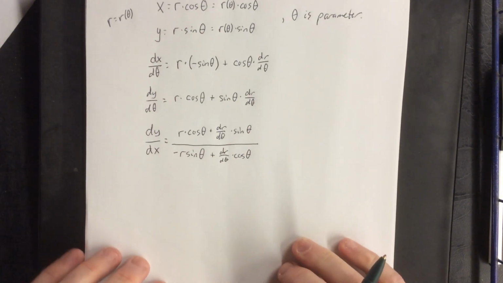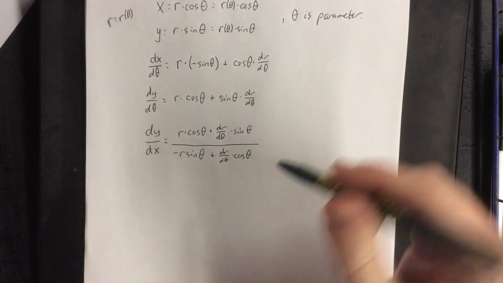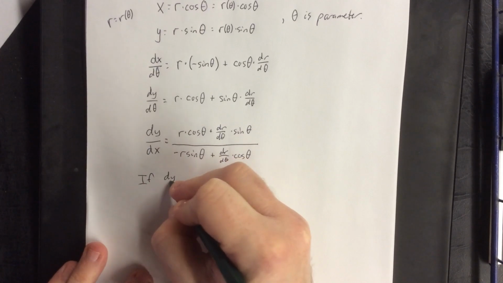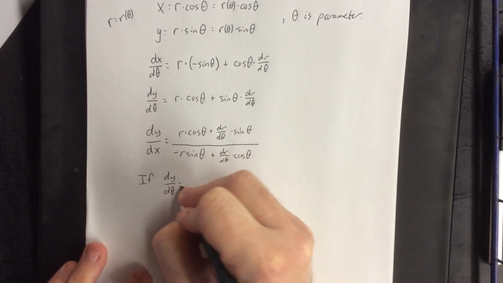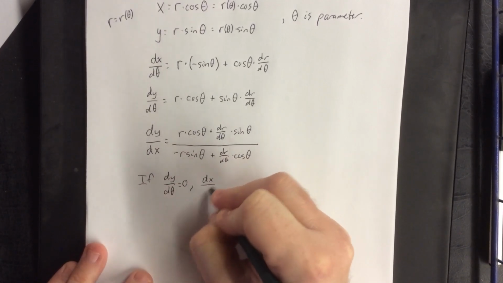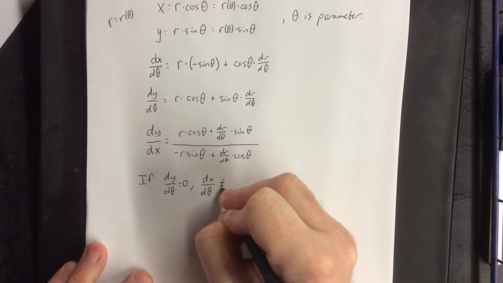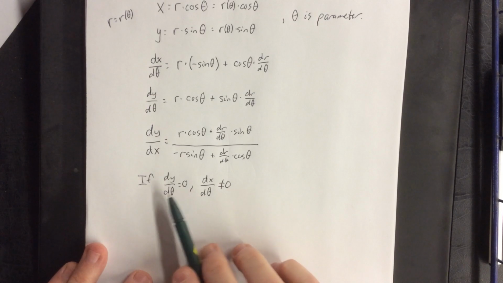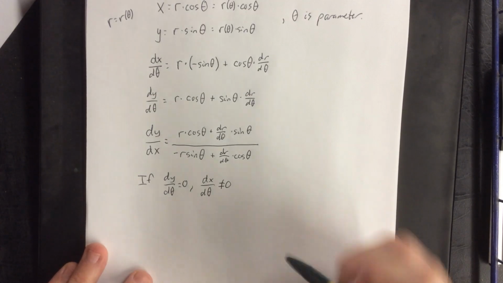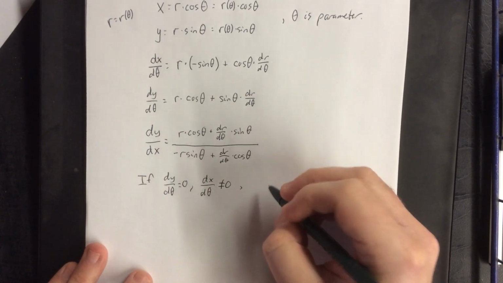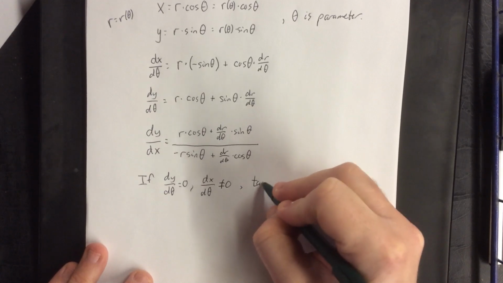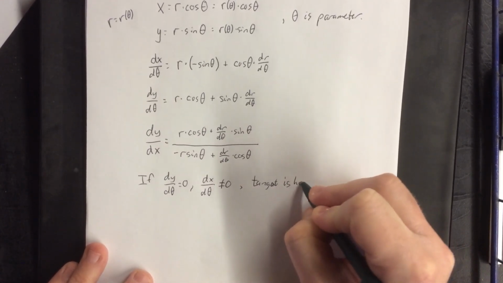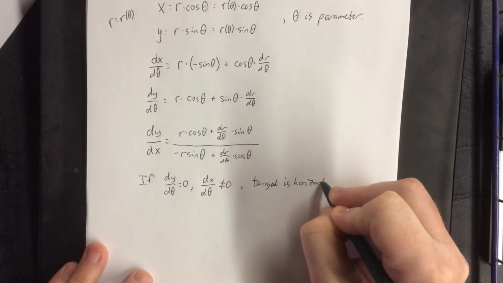Now, same thing is true here as was true for parametrics, which is that if dy d theta is equal to 0 and dx d theta is not equal to 0, what you're saying is that x is not constant while y is constant. That would be an example of a horizontal tangent line. Tangent is horizontal.